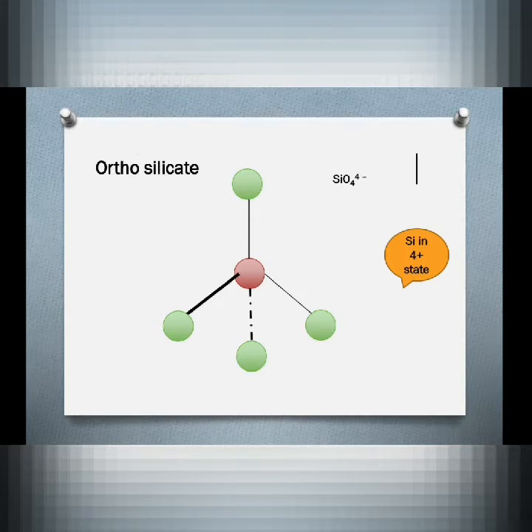And the valency of oxygen is 2, hence oxygen can form 2 covalent bonds with any other atom, and here oxygen forms only 1 single bond with the silicon, so from each oxygen you get 1 negative charge. So 1 silicate unit is SiO4 4 minus. Just see it: this red colored atom is the silicon atom, and these are all oxygen atoms.